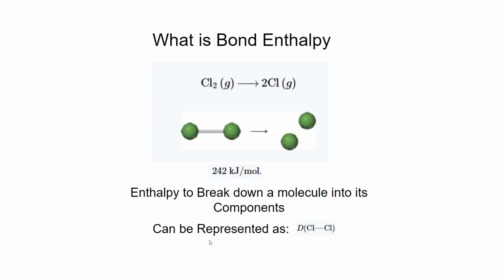This can be represented as D, and then the parentheses, wherever the bond is. So in this case, it's Cl-Cl. But if it were like C-Cl, the first one would be a C, and then a dash, and then a Cl.